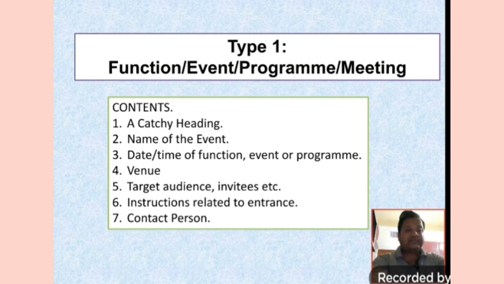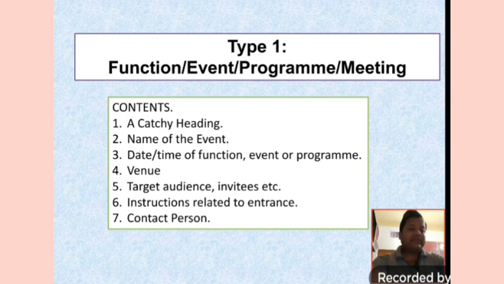Then it must contain the date and time of the function, event, or program, that is, when it will be conducted and at what time it is going to start. So the date and time should be mentioned. The venue, where the program will be conducted: in the auditorium, in the classroom, in the ground, in the basketball court, which place it will be conducted. So the venue should be mentioned. And then you should also mention the target audience or the invitees, that is, who will be the chief guests, who are invited to watch the program. So that can also be included.